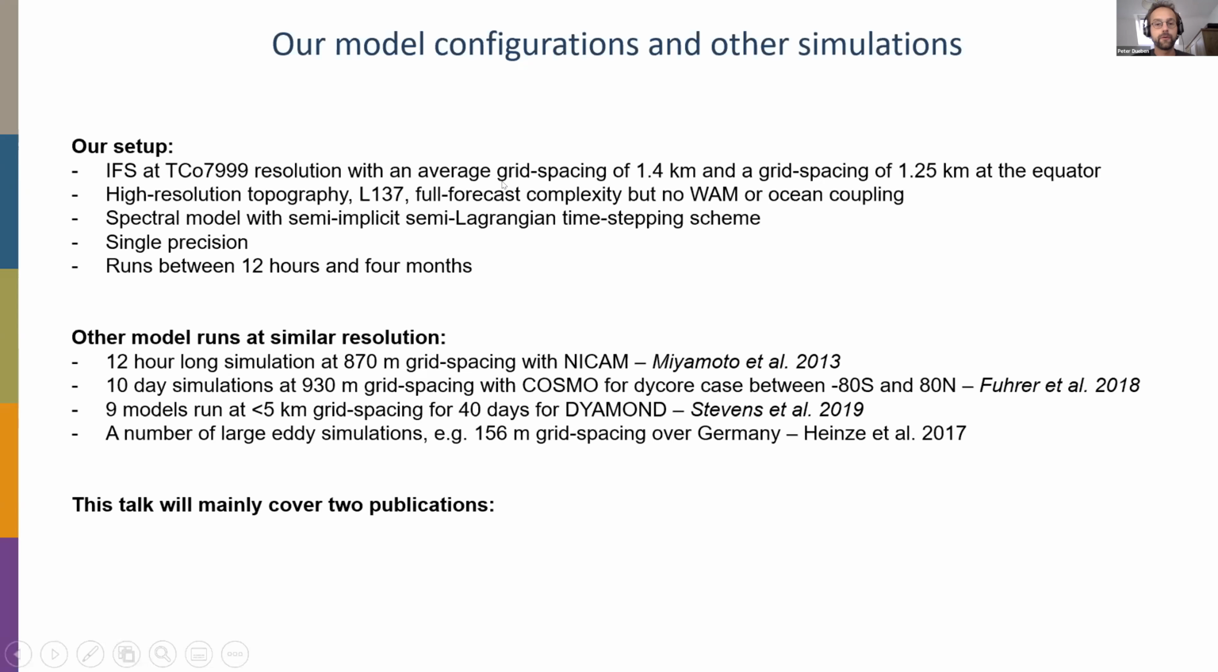We also have the full forecast complexity that we would have in our deterministic weather prediction models running at 9 kilometers, except that we're switching off deep convection parameterization schemes. However, we have no wave model or ocean coupled to the system here. The model is, as you may know, a spectral model, and we therefore work with the so-called semi-implicit semi-Lagrangian time stepping scheme, which allows us to work with fairly long time steps, but I have more slides on this later on.